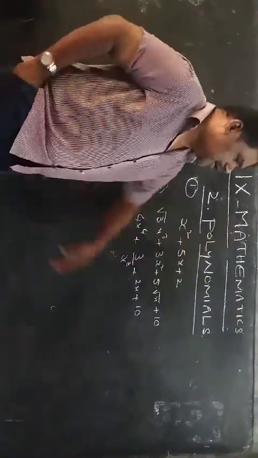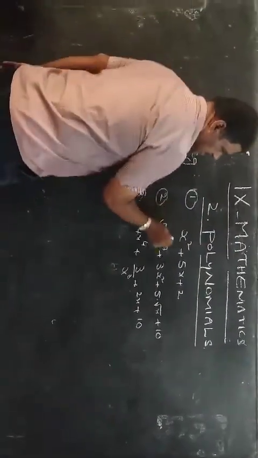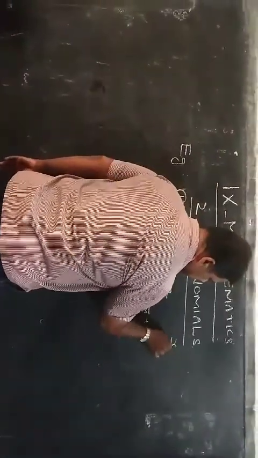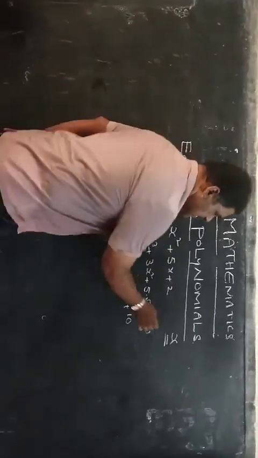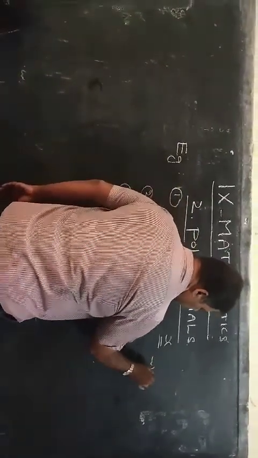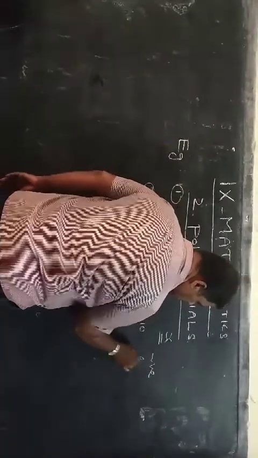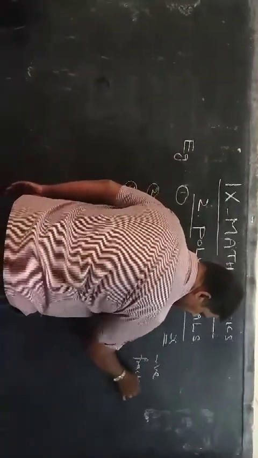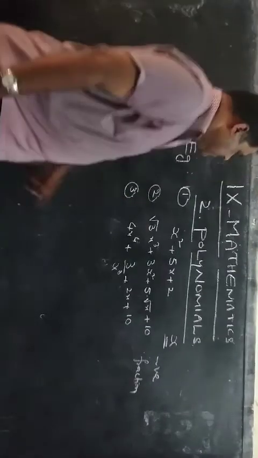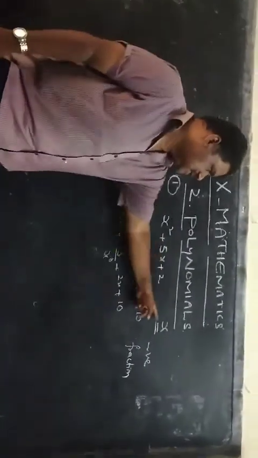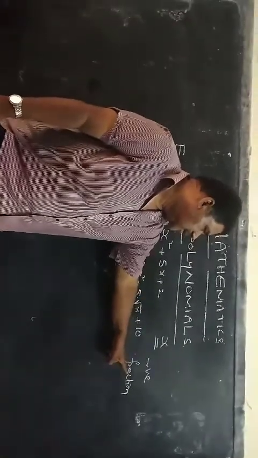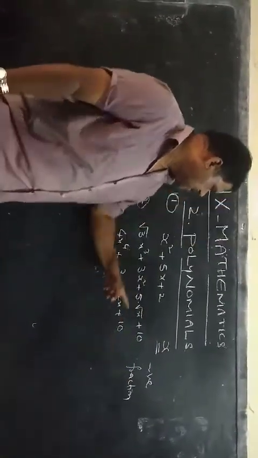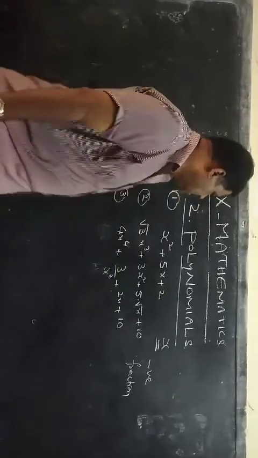So here polynomial means the variable is x. Variable means unknown, so here the unknown value is x. This x power should not be negative and should not be a fraction. If the exponent of x is a non-negative number and not a fraction, then it is called a polynomial. Otherwise it is not a polynomial.